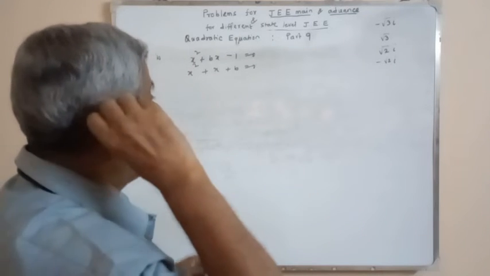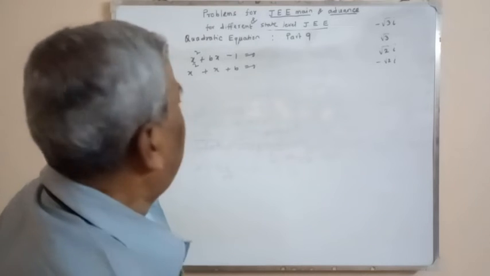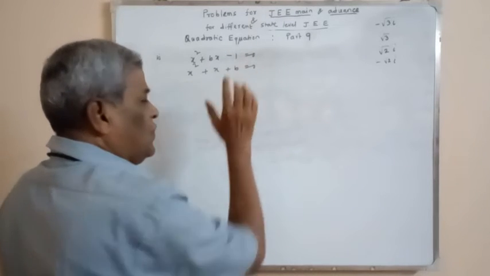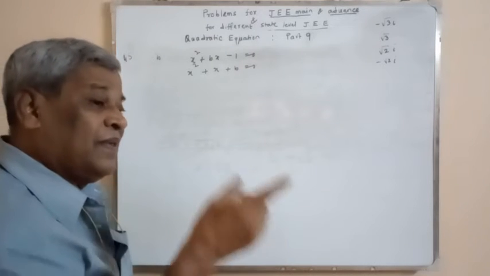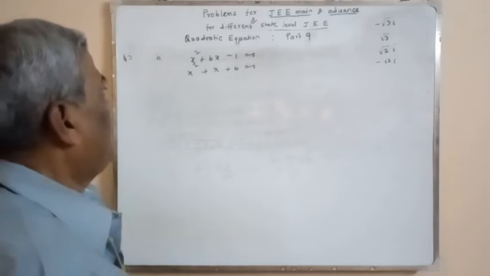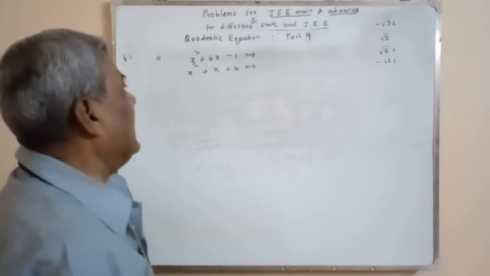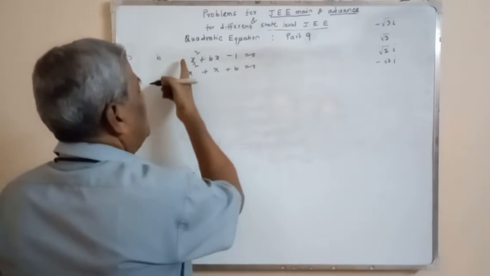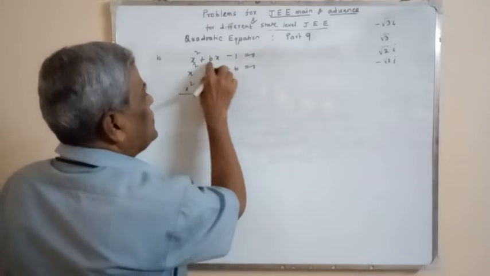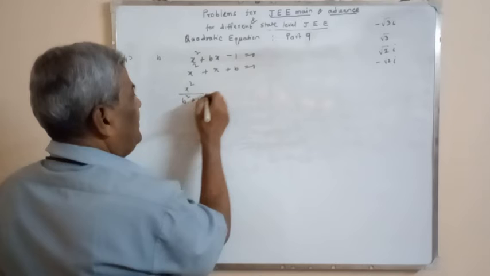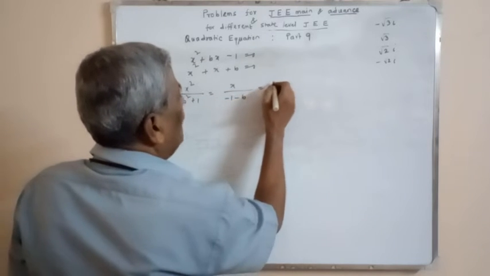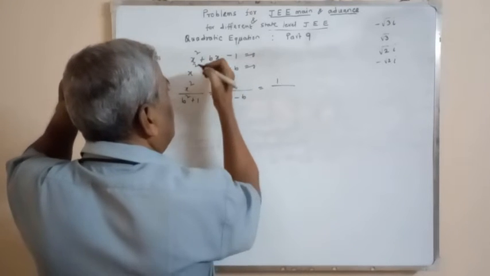Now let us see what the problem is. Here, two quadratic equations are given. One is x square plus bx minus 1 is equal to 0, and the other is x square plus x plus b is equal to 0. These two equations have a common root; then what is the value of b? To obtain that, let us solve these equations by cross multiplication. x square by b square plus 1 is equal to x by minus 1 minus b is equal to 1 upon 1 minus b.